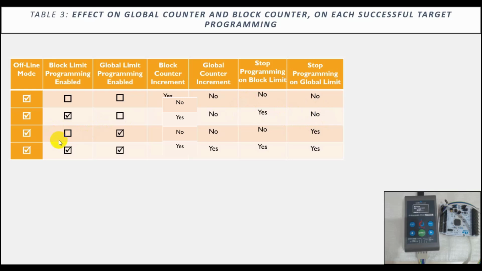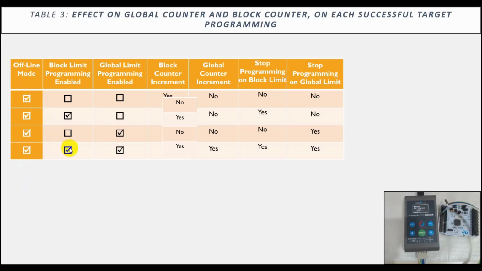If you have not enabled the block limit programming and have enabled the global limit programming, your global counter will not increment. Please keep note: because you have not enabled the limit programming for the block, that means you don't want to limit the programming of that block. We have given this flexibility so that you can decide for any program that you don't want to have any limit. It's up to you.